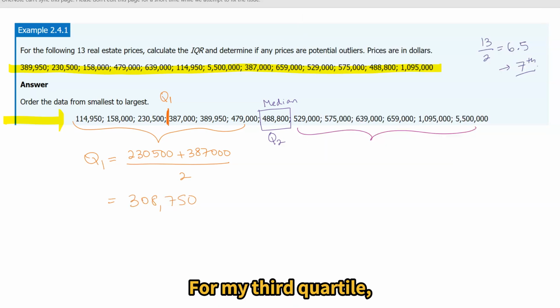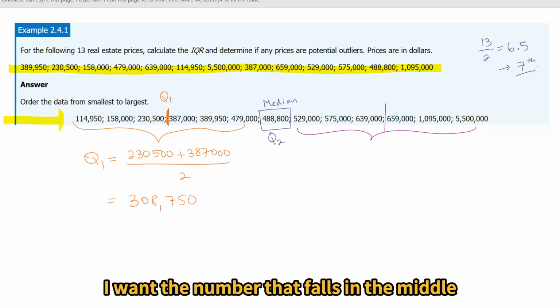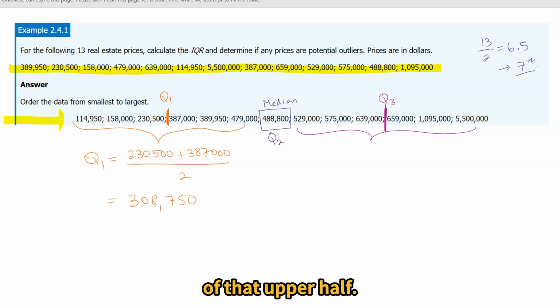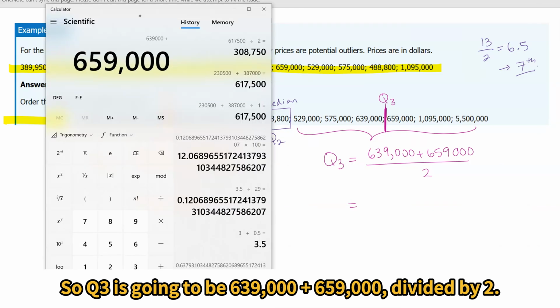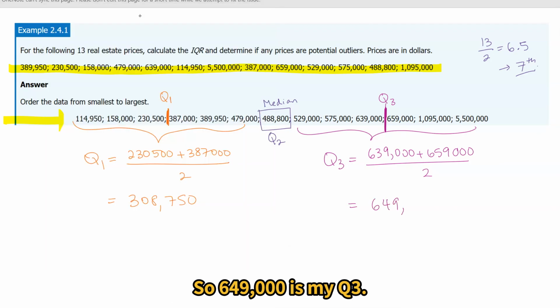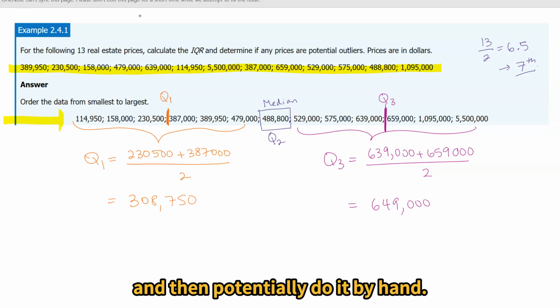For my third quartile, I repeat this process on the upper half of the data. I want the number that falls in the middle of that upper half. So Q3 is going to be 639,000 plus 659,000 divided by 2. So 649,000 is my Q3.